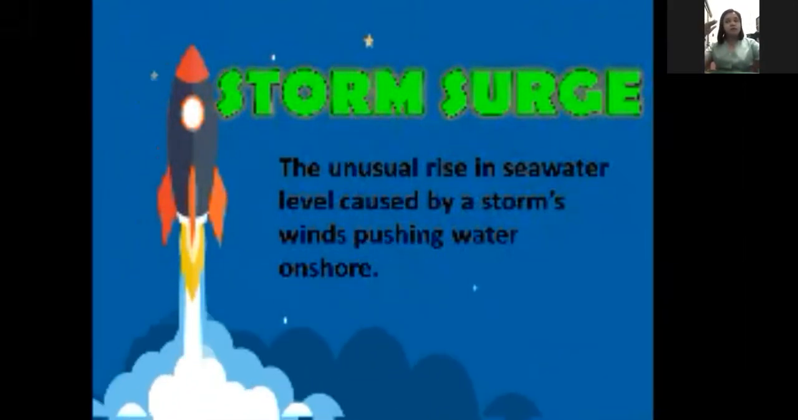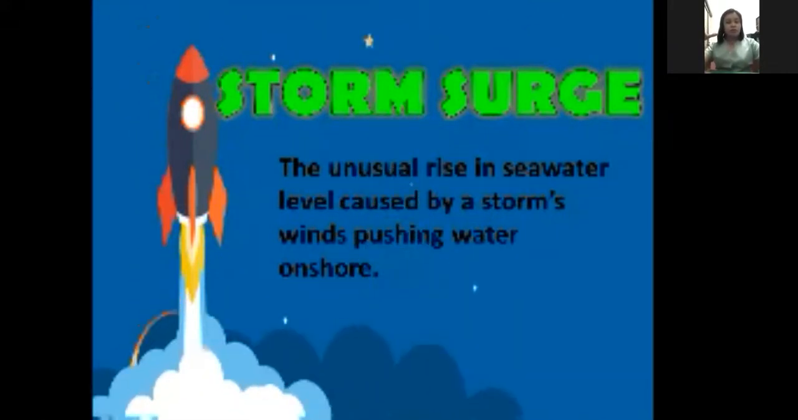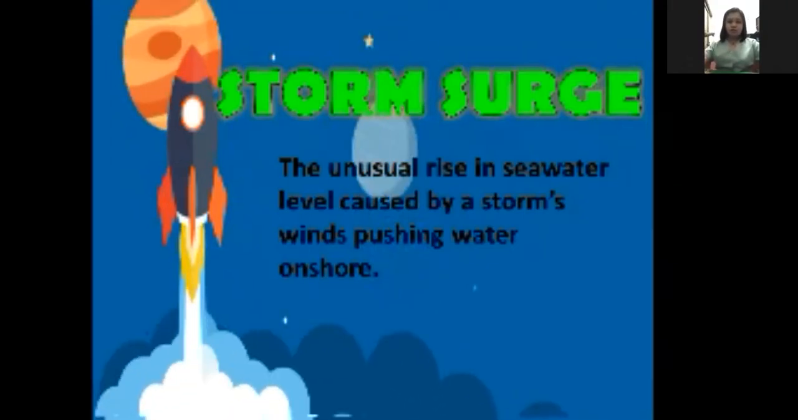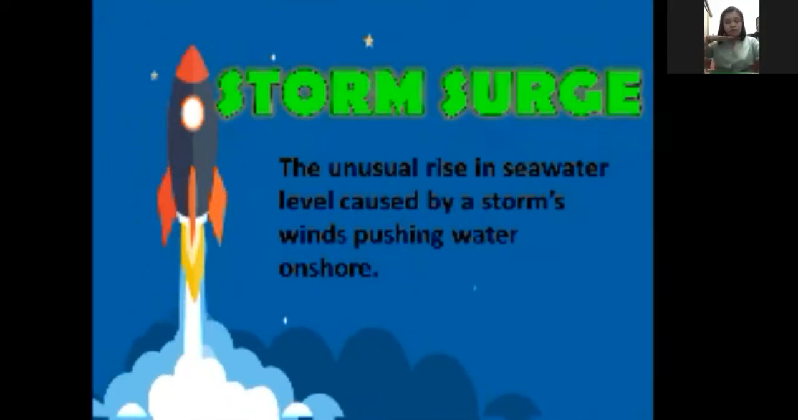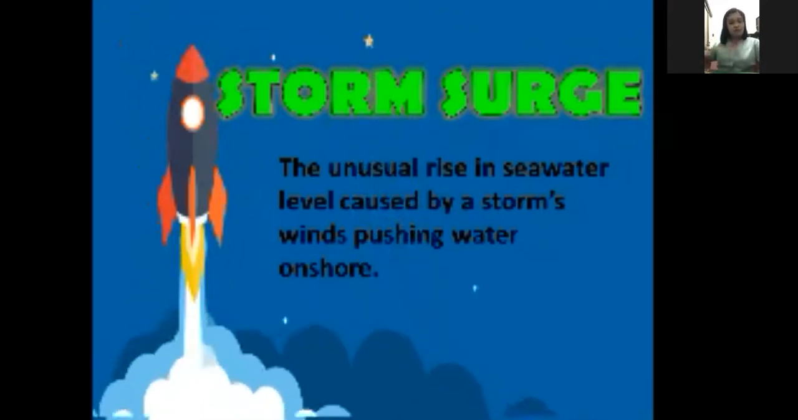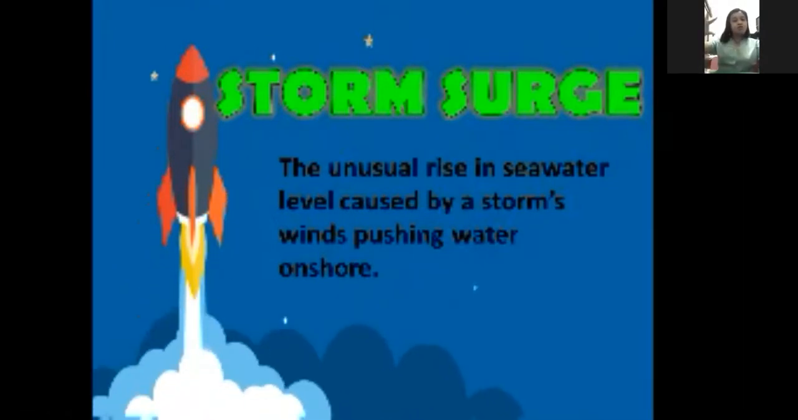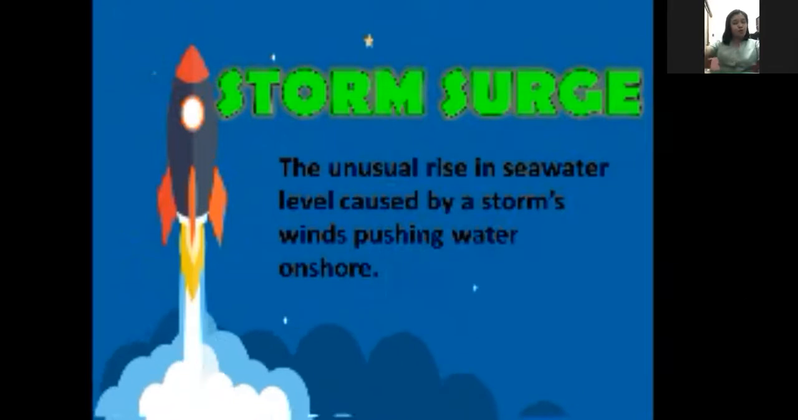Since there's a rise of the seawater level, it may cause a storm wind pushing water onshore. What does it mean? As you observe on the beach, the sand is seen if the seawater is on a balanced or normal level. But if there is a storm surge, it may push through the onshore or the sands. That is storm surge. The storm winds are pushing the water onto the shore.